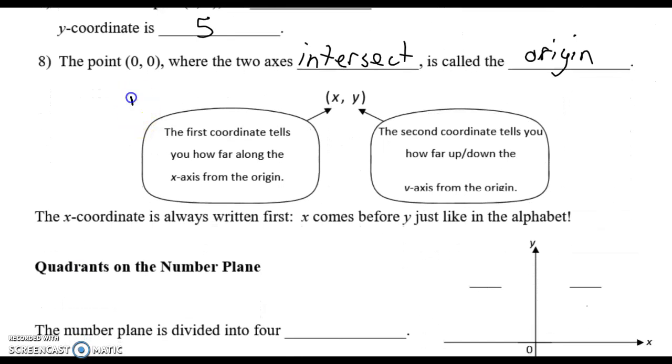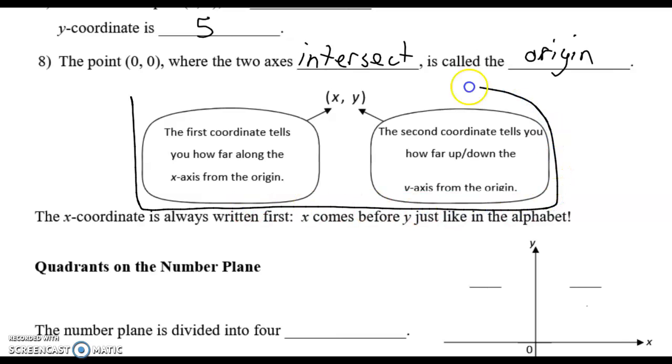The really important thing here is that when we write this set of coordinates, the first number in the brackets, furthest to the left, is the x value, and the second coordinate tells you the y value. The x is how far along, and the y value is how far up or down.